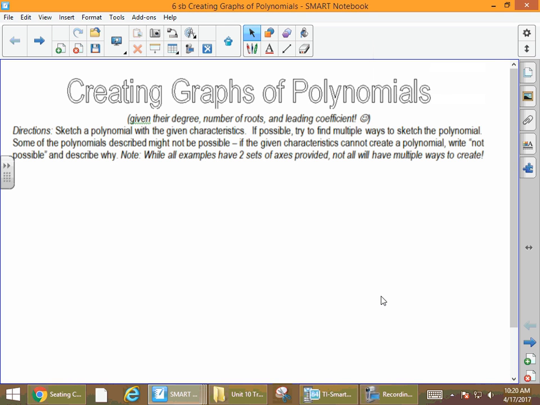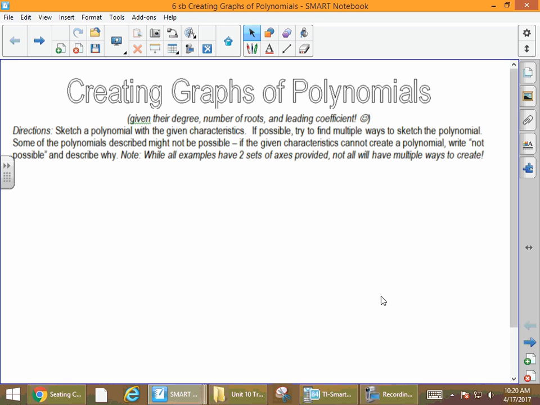So today we're going to be creating graphs of polynomials, and the thing about creating a graph of a polynomial is that oftentimes we can draw more than one graph. So we're going to be given characteristics like the degree, the roots, the leading coefficient, and we're going to try to draw them. Like I said, oftentimes there's more than one way to draw, and if any of you can help me draw one of them, I would greatly appreciate it.